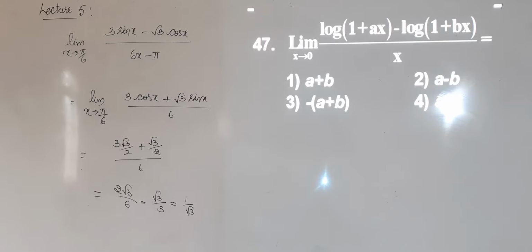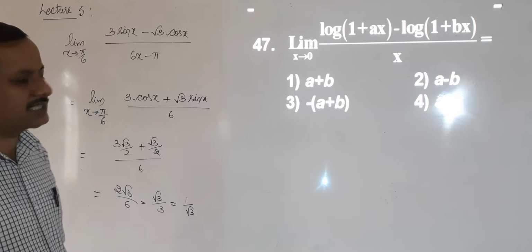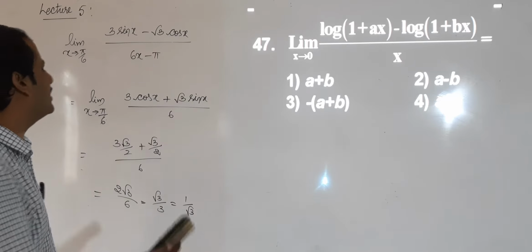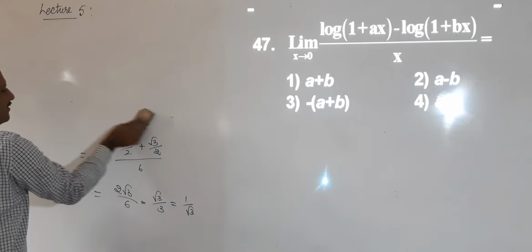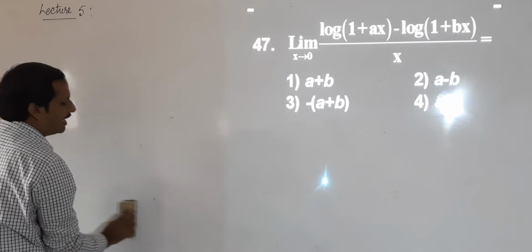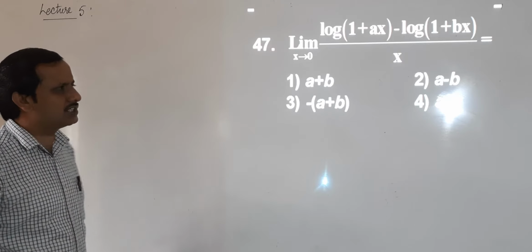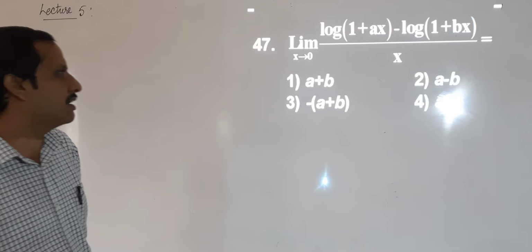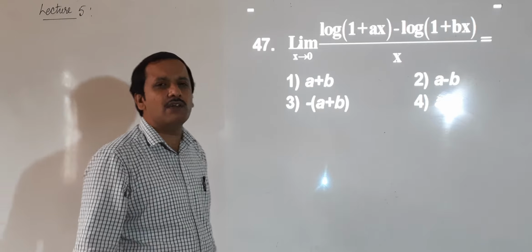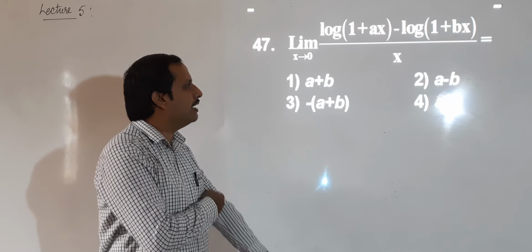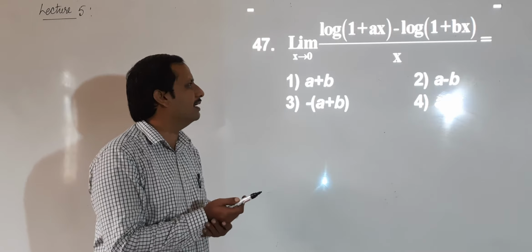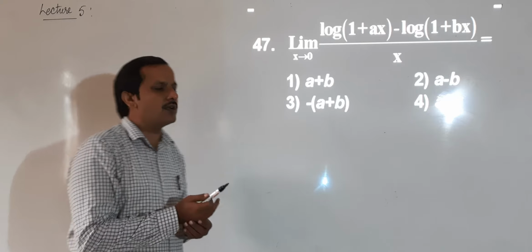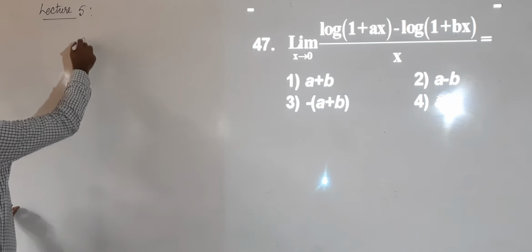Then the 47th question. Limit x tends to 0 of (log(1 plus ax) minus log(1 plus bx)) divided by x. If we directly apply the limit as x tends to 0, the first term will be log 1. What's the value of log 1? 0. Minus the second term will also be log 1, that is also equal to 0. So the numerator is 0, the denominator also 0, 0 by 0, use L'Hospital's rule.